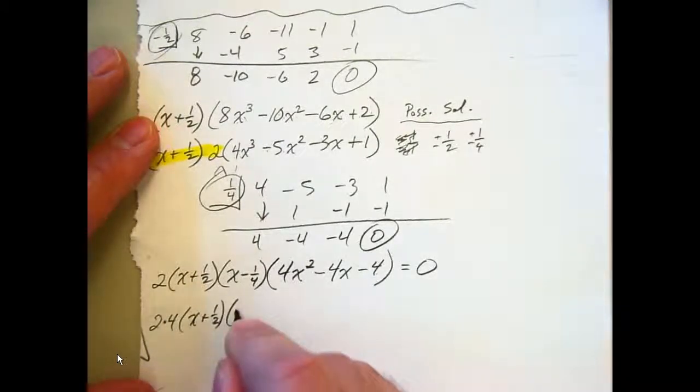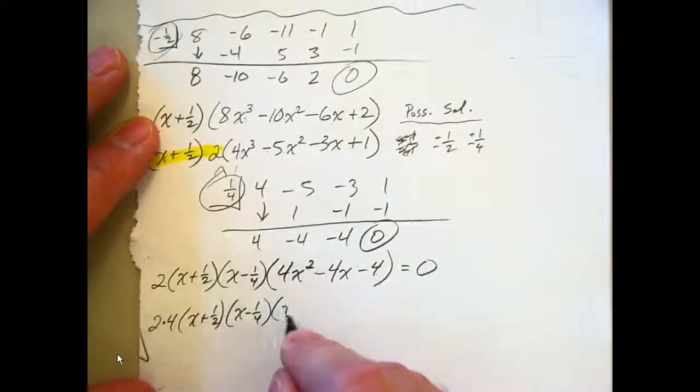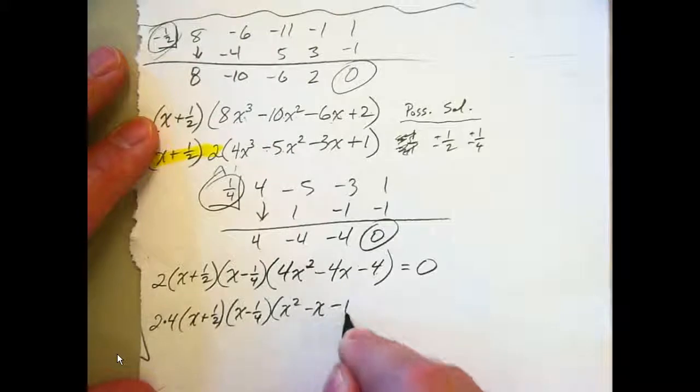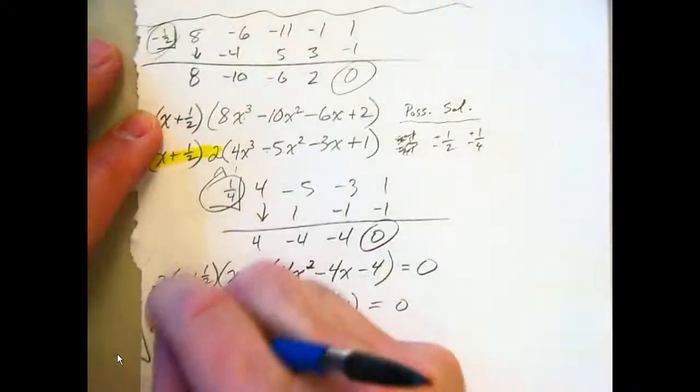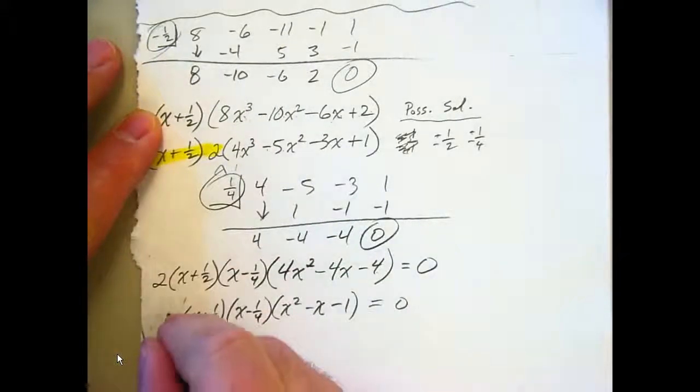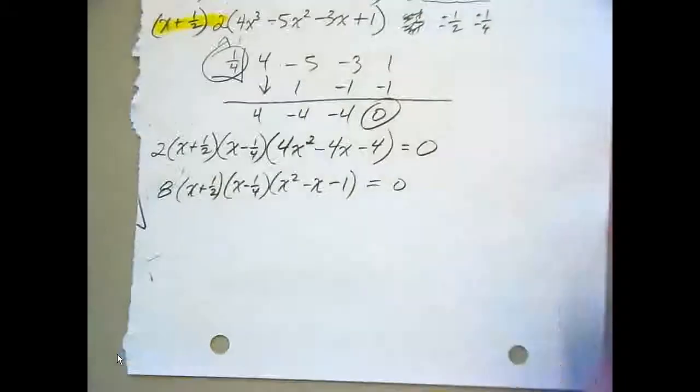Yeah, back in the day. Okay, when I pull out that 4, I get x squared minus x minus 1. Okay? So 2 times 4, I'm going to go ahead and change that to our 8. Good job. All right.